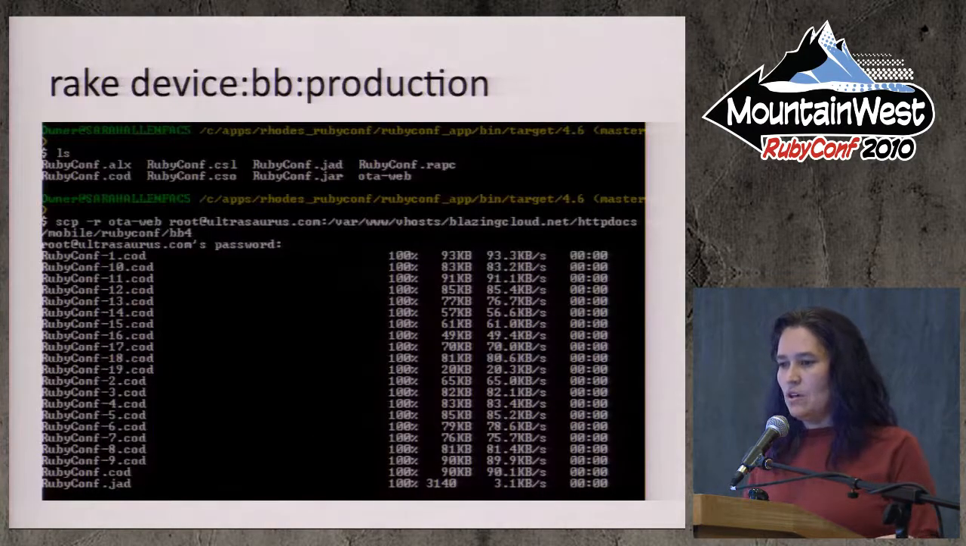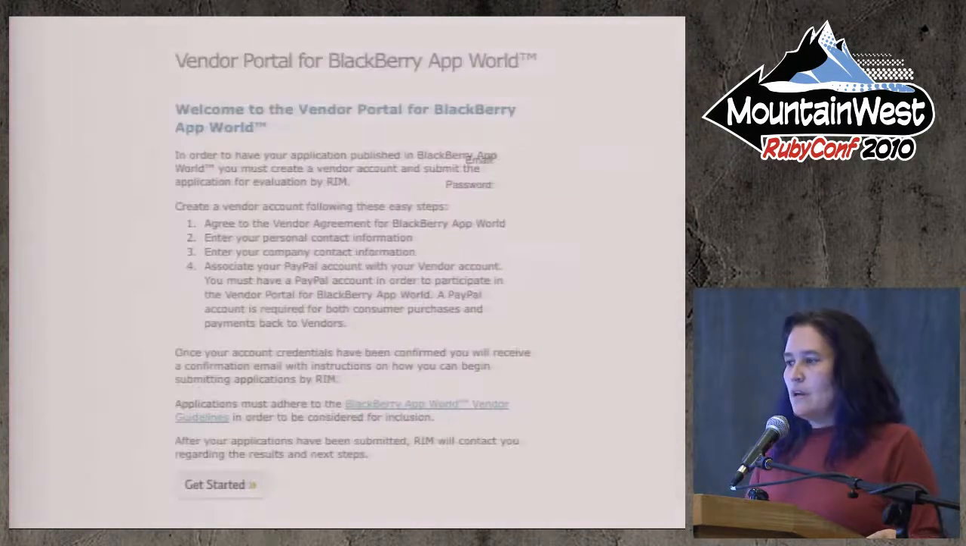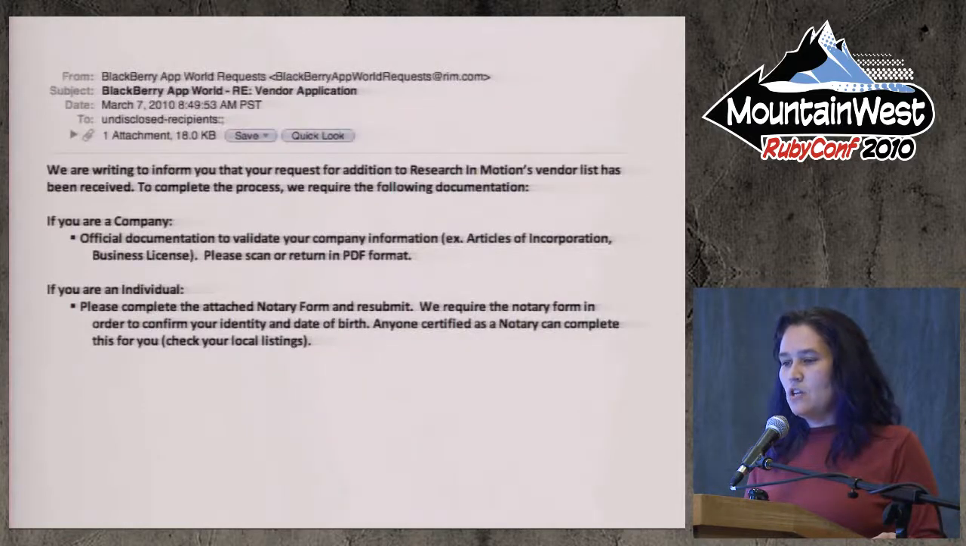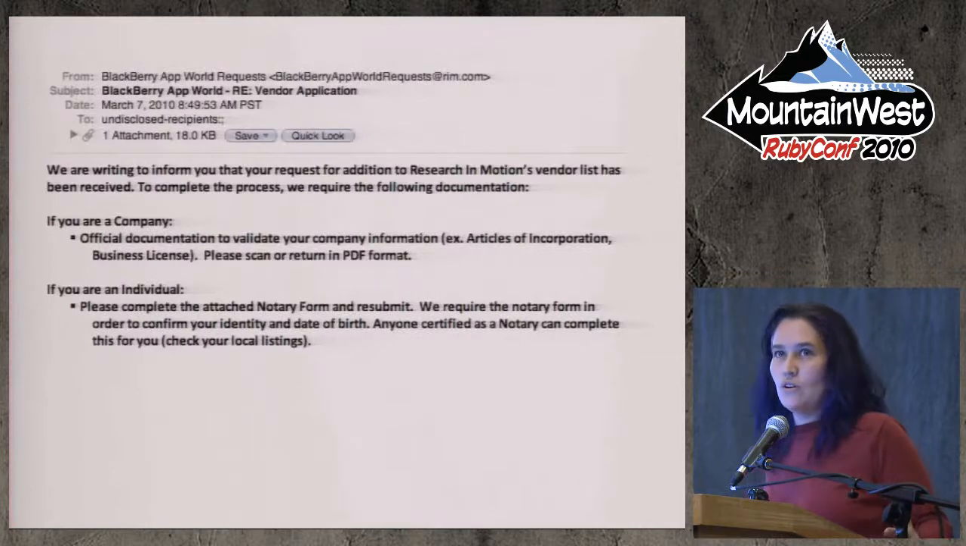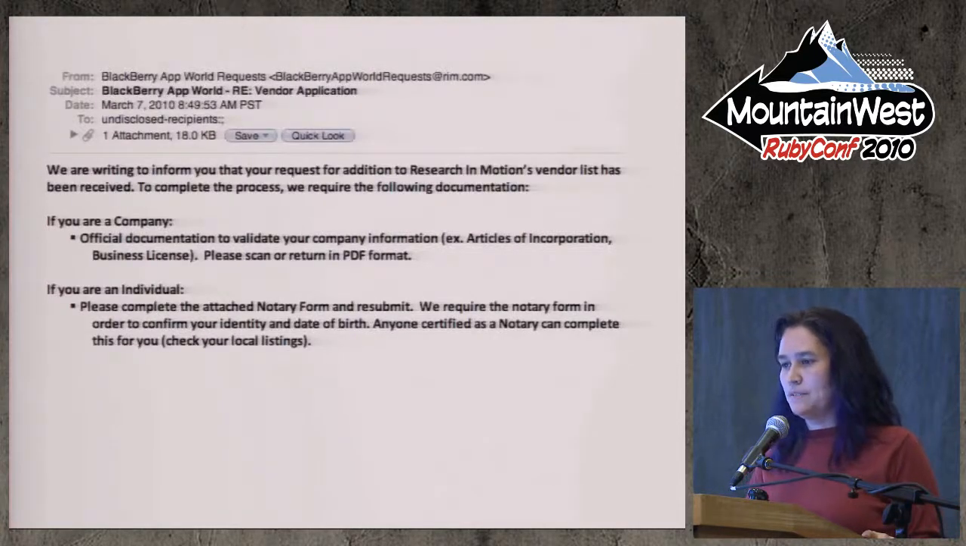And then I could install my keys on my Windows machine, which is actually Parallels on my Mac. And then using RoMobile, you can use a rake task, which produces these COD files, and a JAD file, which is what you stick up on the web and you can navigate to with your BlackBerry. Then if you want to actually put it on the store, you have to apply for a vendor portal. And after paying $200, you get this email, which makes you either give them your incorporation papers, or you have to notarize a form, and then you can put something on the BlackBerry App World.